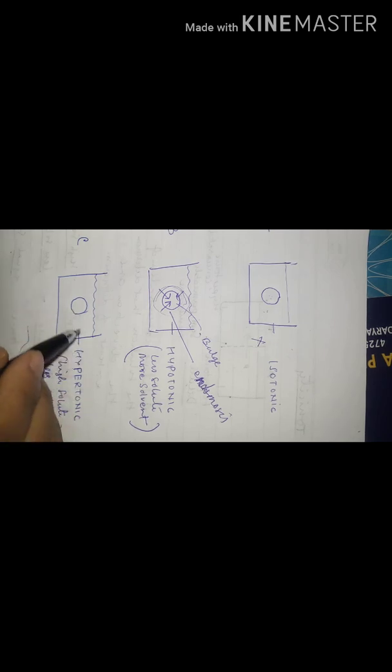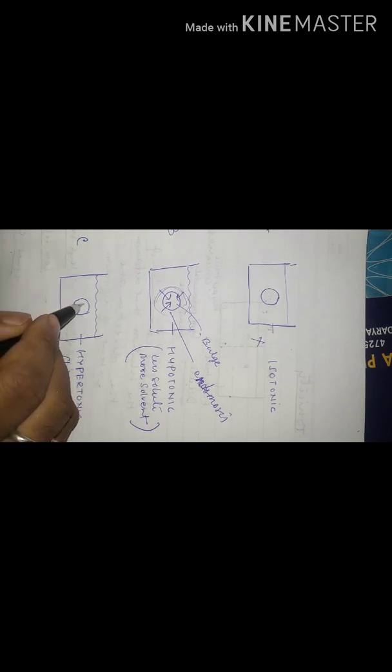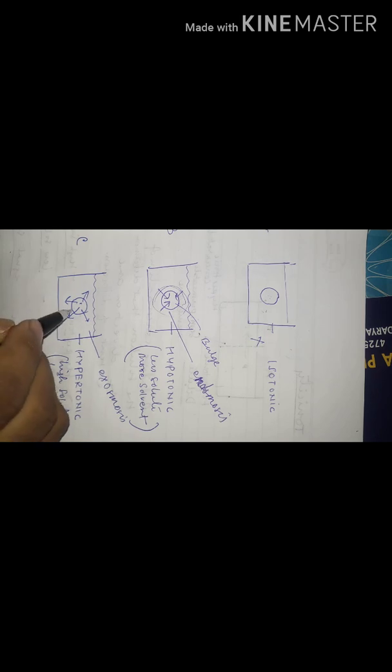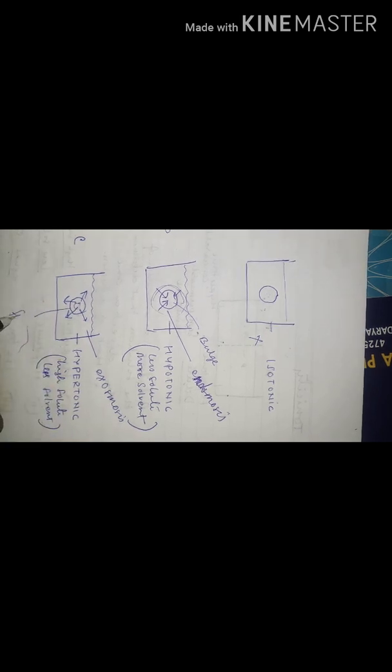Now come to the third figure. Here the beaker or container contains hypertonic solution, means high solute, less solvent. But the cell that is placed in this solution contains less solute or more water. So water from the cell starts moving outside by a process known as exoosmosis, and the cell will become flaccid. It will shrink. Flaccid means shrink.